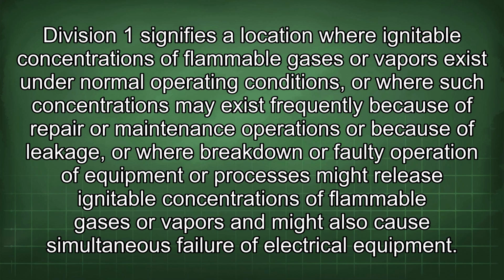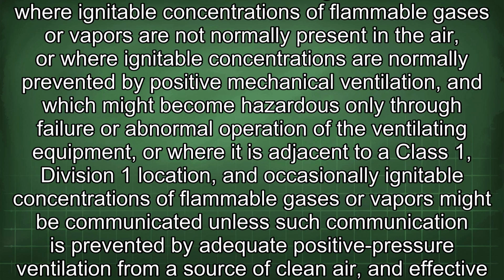Division 1 signifies a location where ignitable concentrations of flammable gases or vapors exist under normal operating conditions, or where such concentrations may exist frequently because of repair or maintenance operations or because of leakage, or where breakdown or faulty operation of equipment or processes might release ignitable concentrations of flammable gases or vapors and might also cause simultaneous failure of electrical equipment.